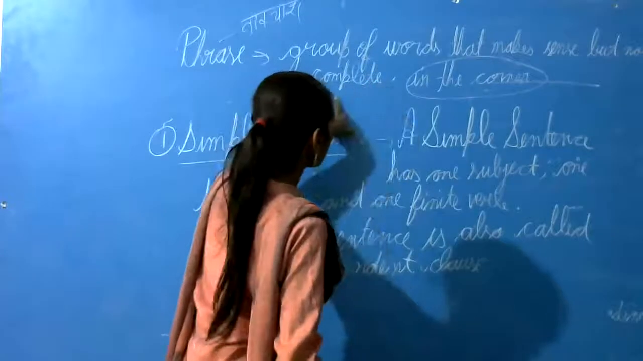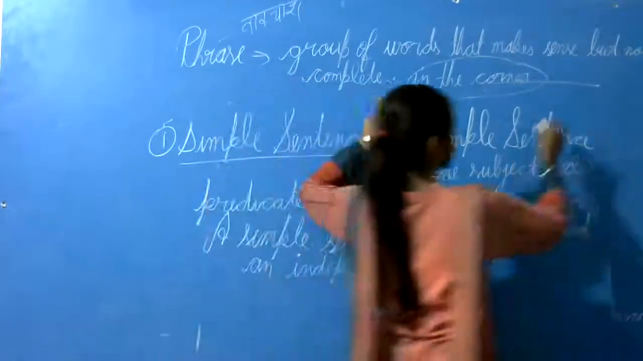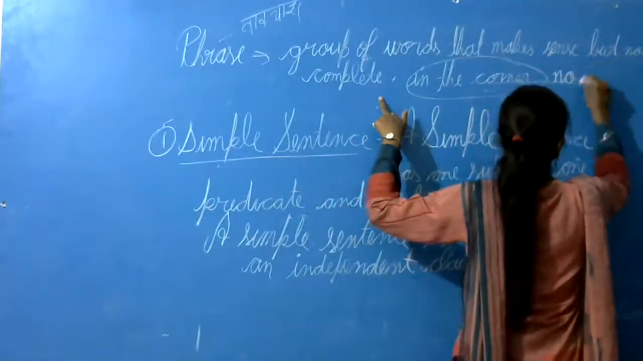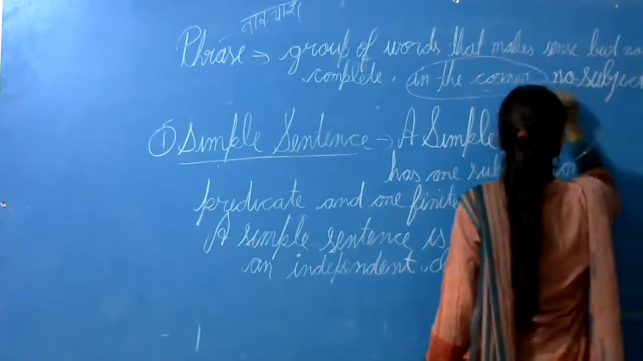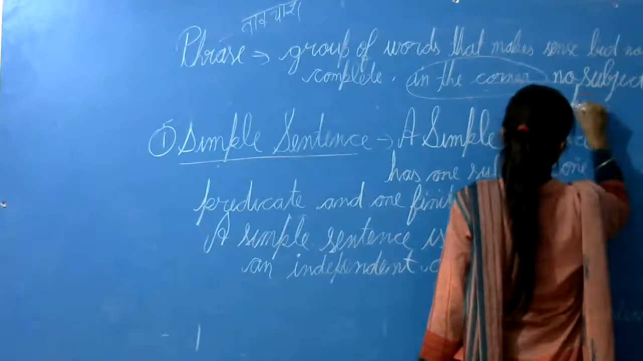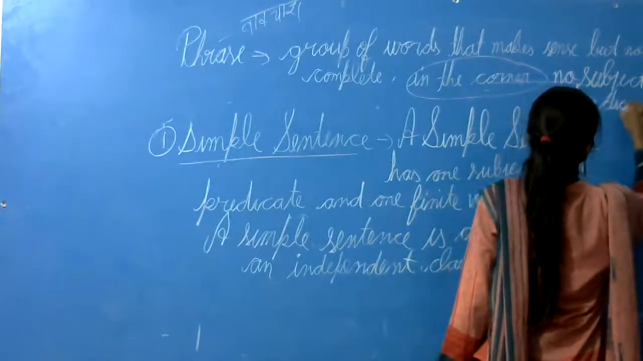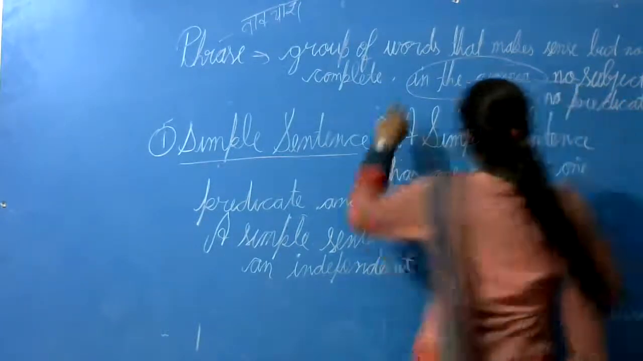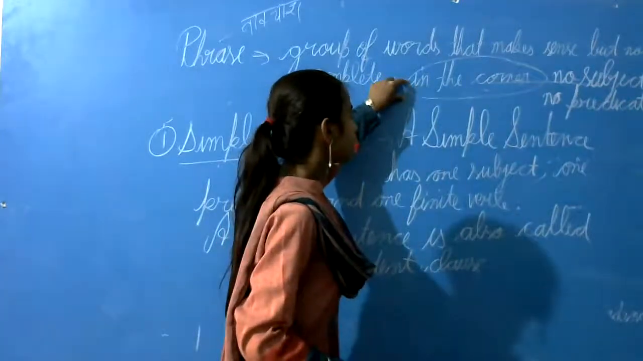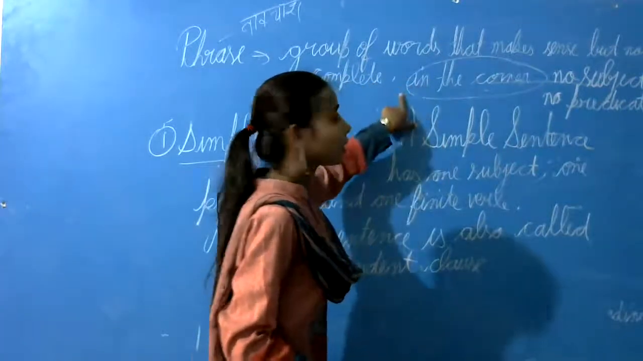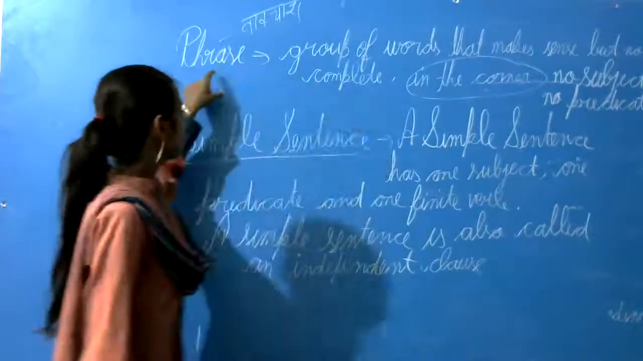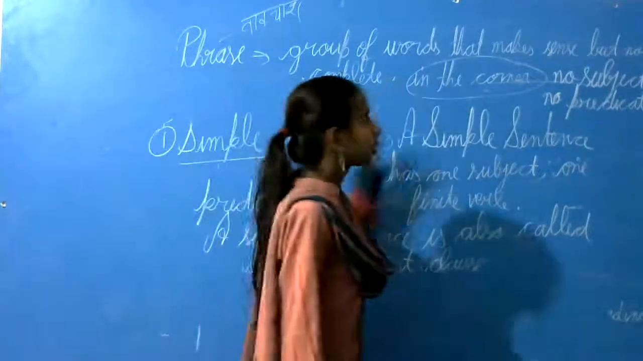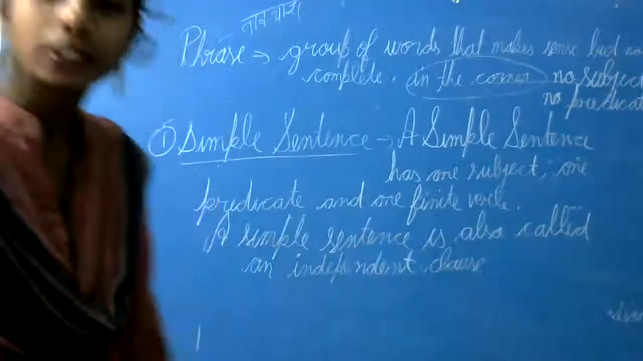Group of words that make sense but not complete sense, and it has no subject. Phrase doesn't have any subject and no predicate. It is just a group of words that have some sense. You can see that we can take out a sense in this group of words. In the corner means corner, but corner में क्या? Okay, so it has no subject and no predicate. So this is phrase, वाक्यांश.